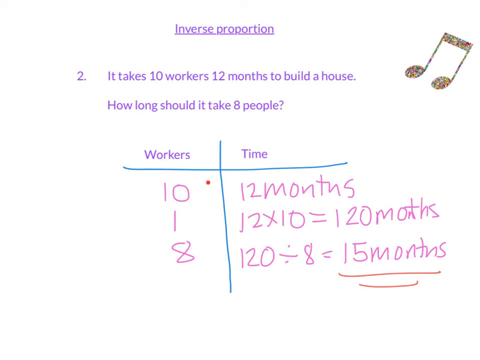Now when we're doing it today, we are always going to work out 1 and then we're going to use that to work out the number we're looking for. In this particular case, I could have chosen to work out how much time it would take for 2 workers. We're not going to be doing that today, but you might want to have a think about how that would work and if it would be a slightly easier calculation.